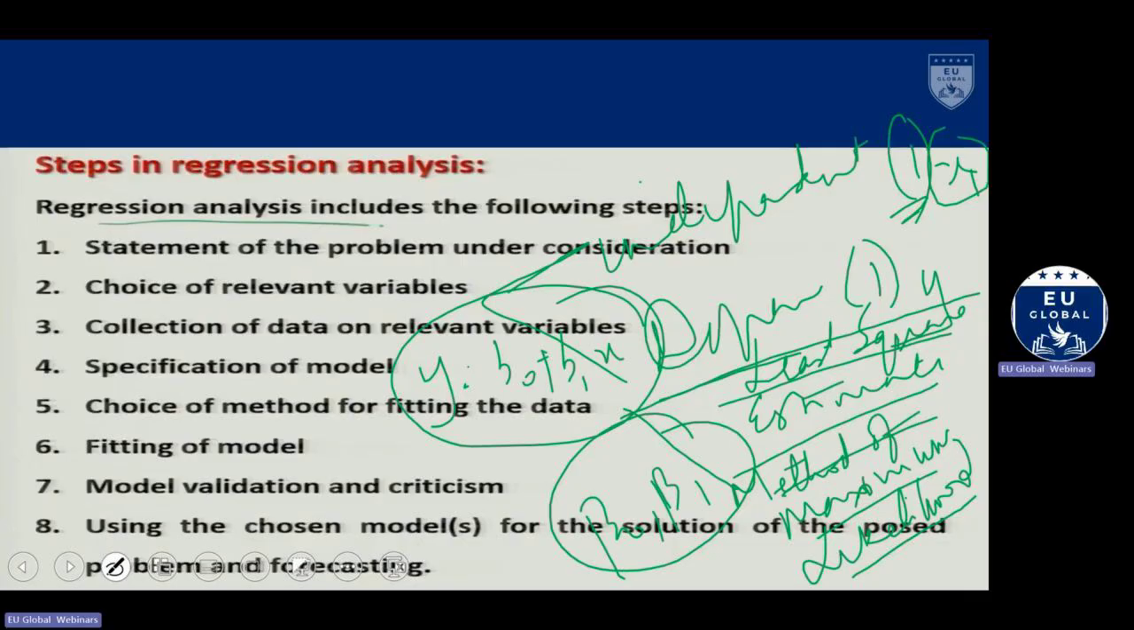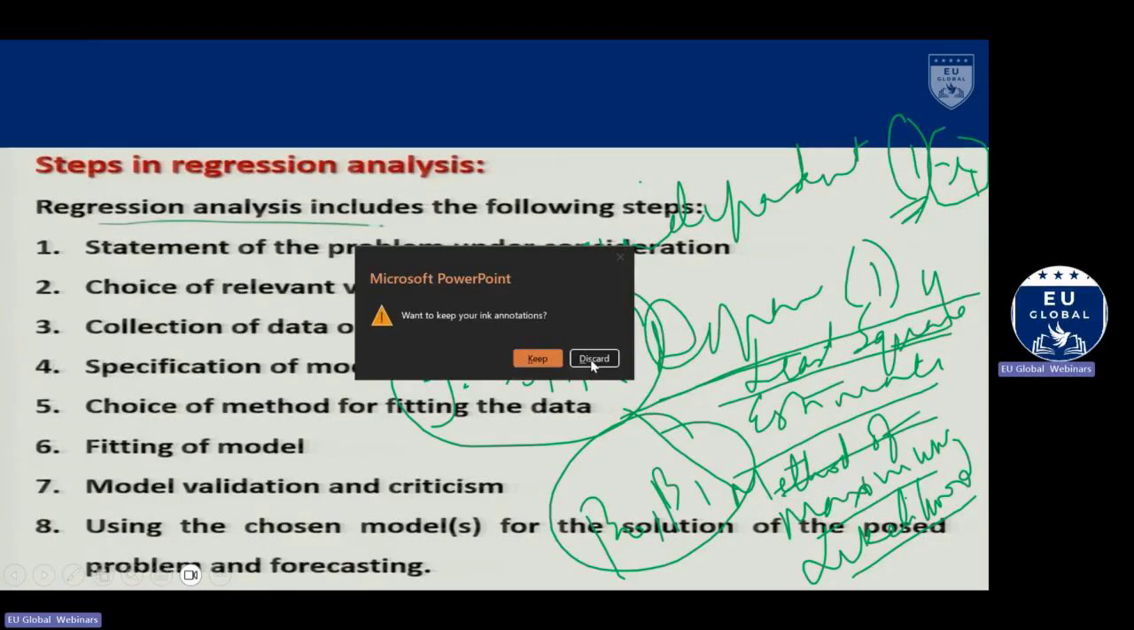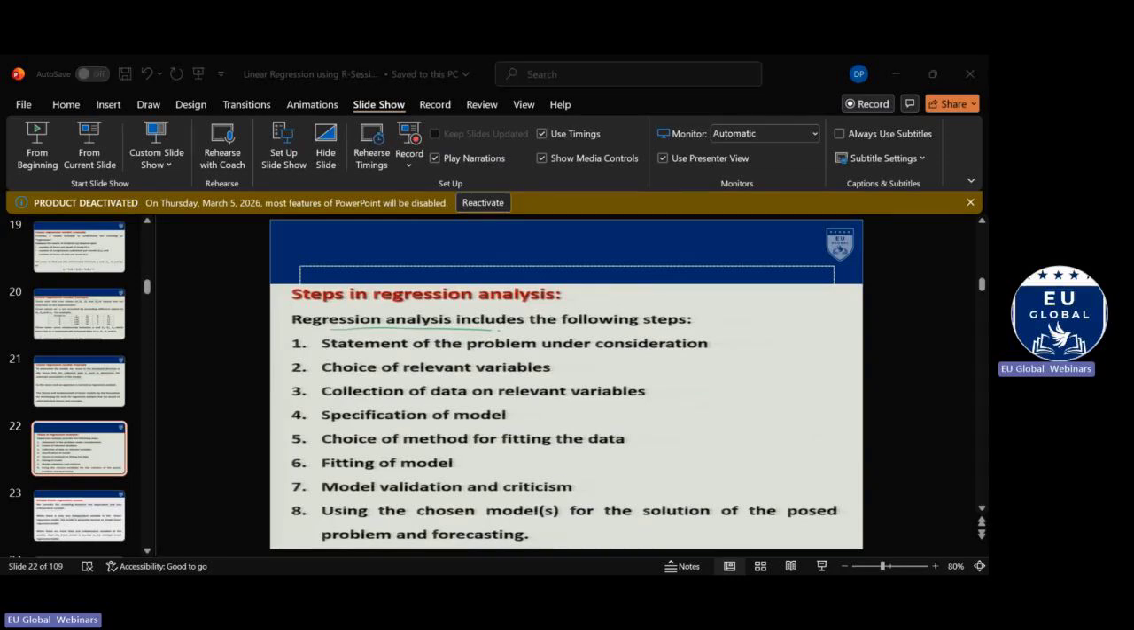Then fitting of the model is done. Model validation and criticism is done. And then we have to use the chosen model for the solution of the posed problem and forecasting, right? So these are the 8 important steps that you have to consider in order to do the regression analysis. These steps are very important. I hope you understood very well what the 8 important steps are that we need to consider.